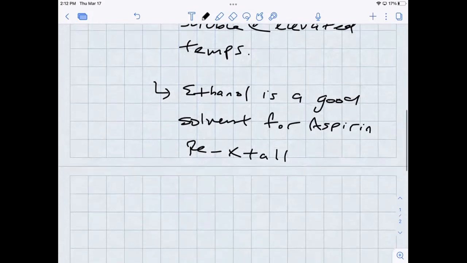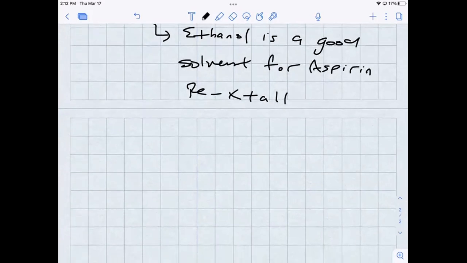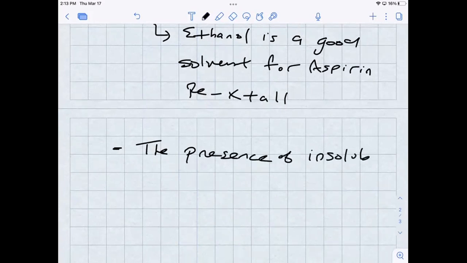The other thing you want to think about with recrystallization is the presence of what we call insoluble impurities. That's another thing that you have to think about.